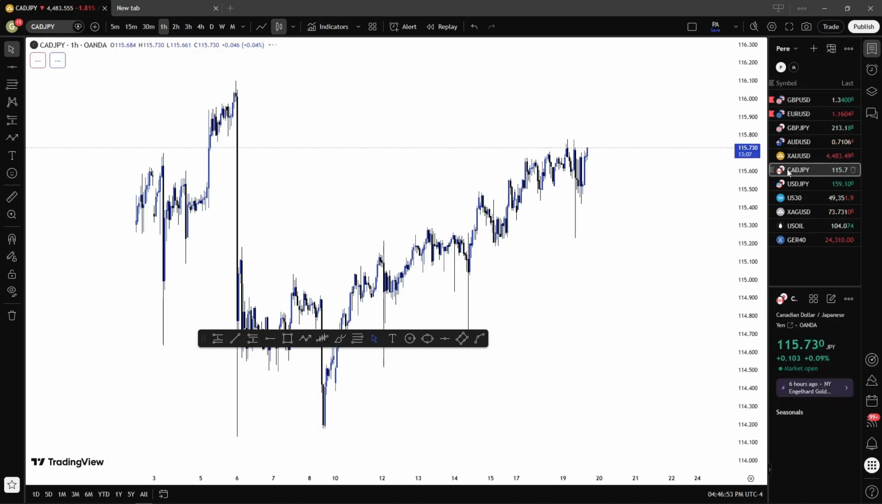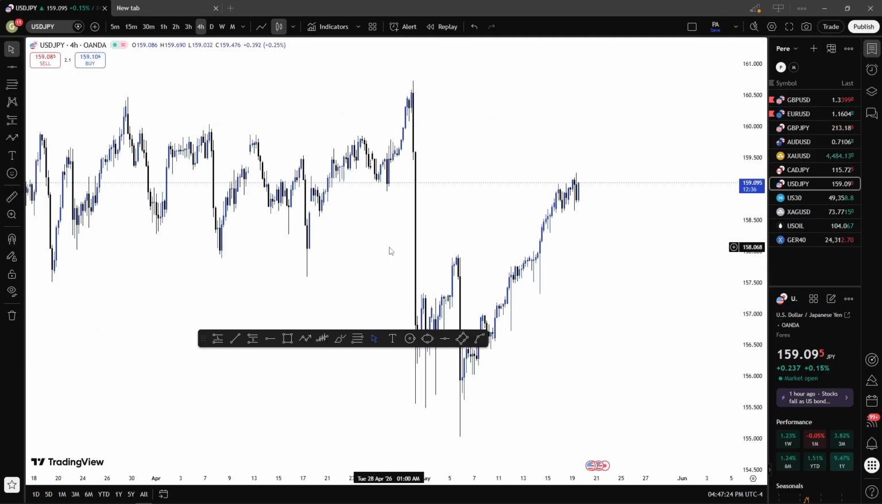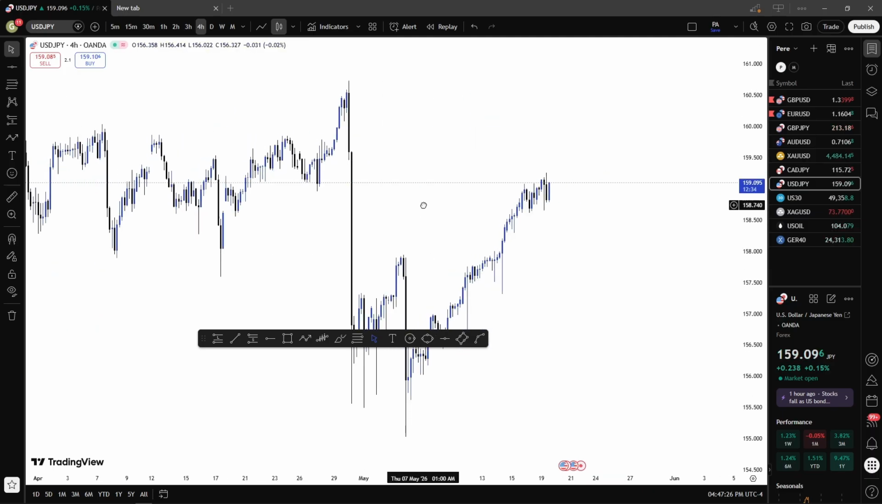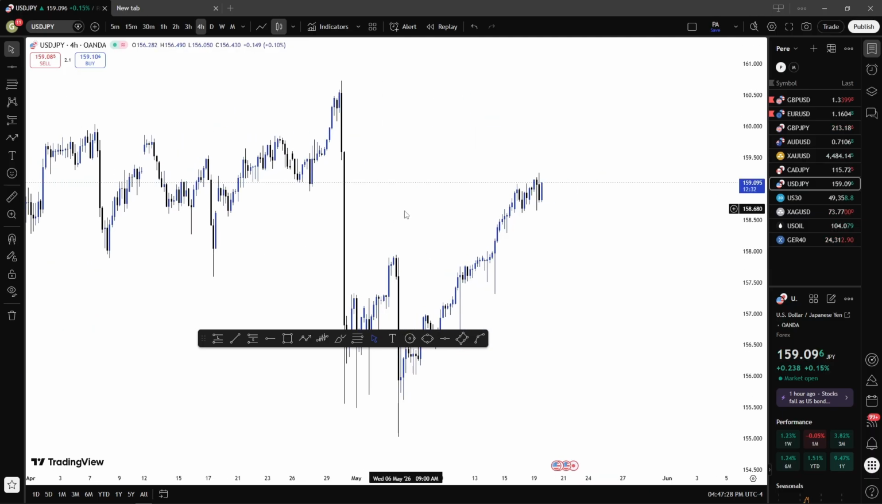Let's take a look at CAD JPY. Now we have a good market in our hands. USDJPY is looking good as compared to CAD JPY. Now for USDJPY on the 4-hour time frame, we can see that the market is actually trading upward. USDJPY is moving upward. Now I'm just going to ignore the wick.